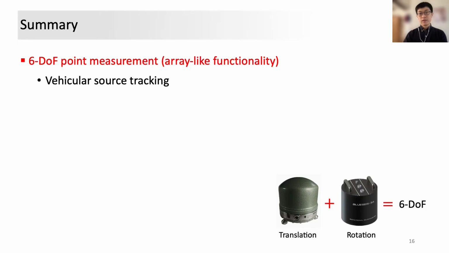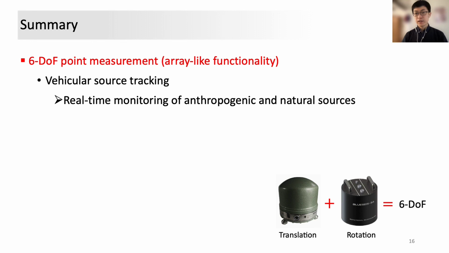In summary, we have shown that the 6 degree of freedom single station measurement can be used to track moving vehicular objects. It is actually not limited to traffic noise monitoring. It can also potentially be applied to other natural sources.